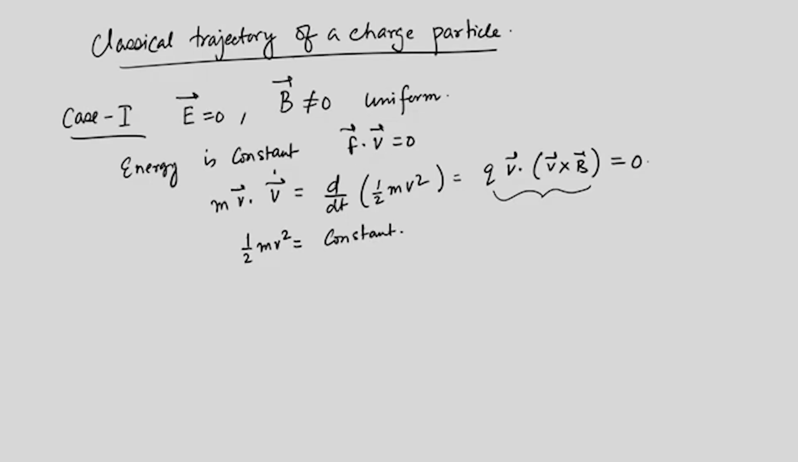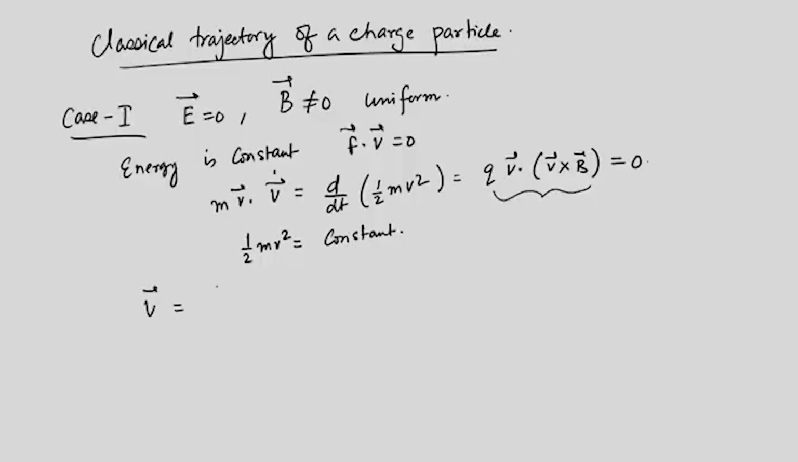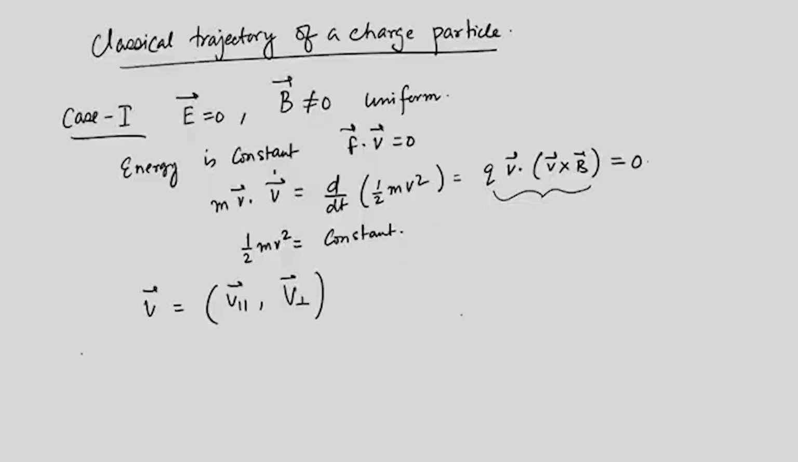So, this results in separate equations or separate dynamics for the longitudinal and the transverse direction. If you write V as having a parallel component and a perpendicular component, these dynamics are decoupled, and the motion takes place independent of each other in absence of an electric field. Okay, so, let us talk about the perpendicular motion.